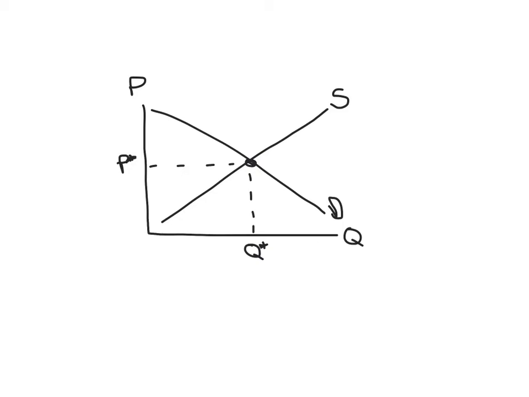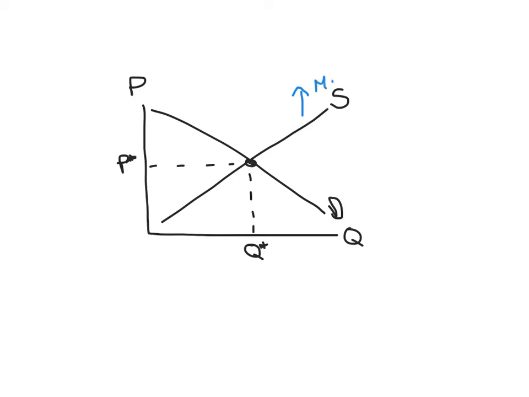So the first scenario is 3A. There's a hurricane in South Carolina that damages the cotton crop. Well, cotton is a major input into the production of sweatshirts. So when that input gets disrupted, it's going to become harder to get cotton. It's probably going to get more expensive. And so the marginal cost of producing a sweatshirt is also going to increase.